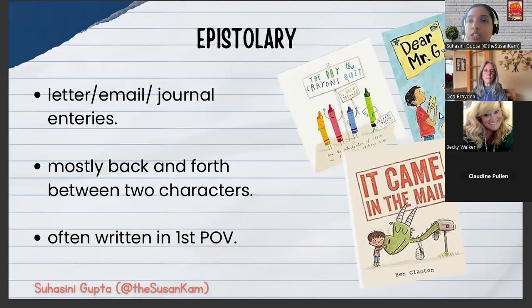Dear Mr. G is about loss and grief. In this, the boy accidentally hits his ball into his neighbor's rose bush, and he thinks that Mr. G's bushes are ruined. So he quickly writes a letter to him, and that quickly turns into a friendship. So different concept, different emotions, but they are all using a letter format.